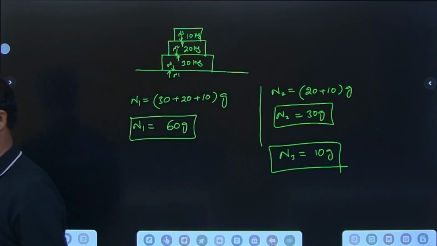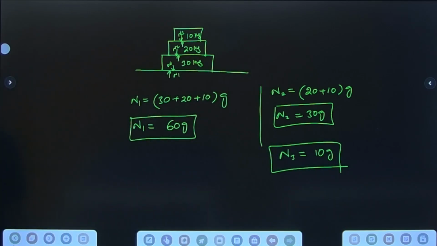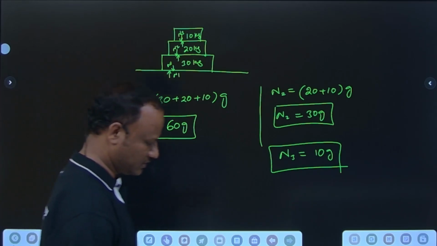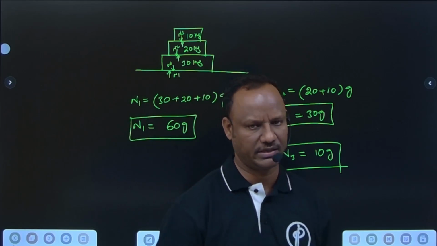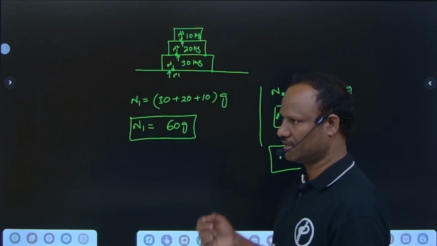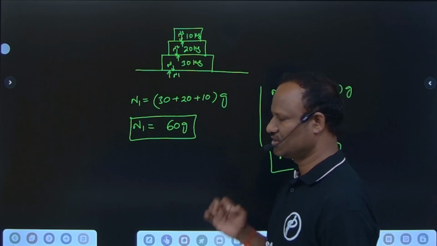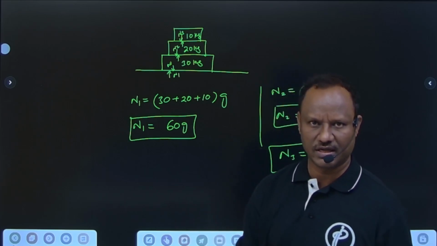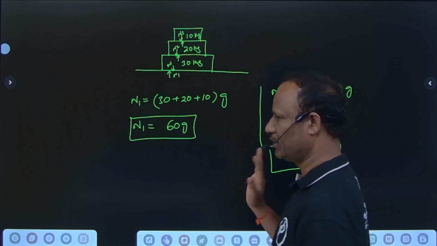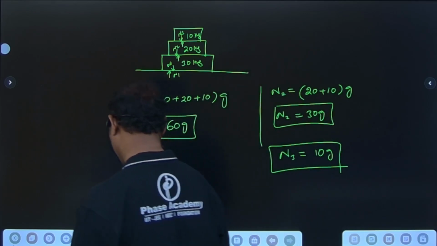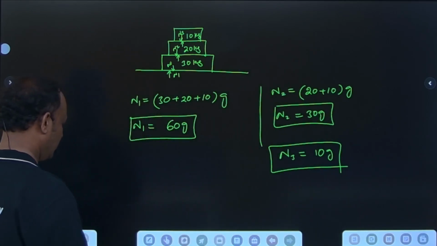This is the method to find the free body diagram for any number of masses, whatever system is given. Based on this, the blocks are in contact, one block is connected by a string, the string is passing over a pulley. Whatever the situation is given, you should get clarity on the free body diagram.